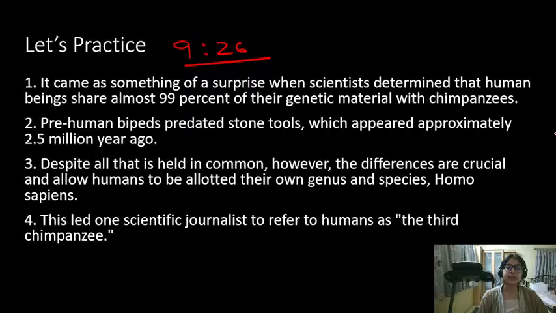Okay, first, it came as something of a surprise when scientists determined that human beings share almost 99% of the genetic material with chimpanzees. Second, pre human bipeds predated stone tools, which appeared approximately 2.5 million years ago. Third, despite all that is held in common, however, the differences are crucial and allow humans to be allotted their own genus and species, Homo sapiens. Fourth, this led one scientific journalist to refer to humans as the third chimpanzee.